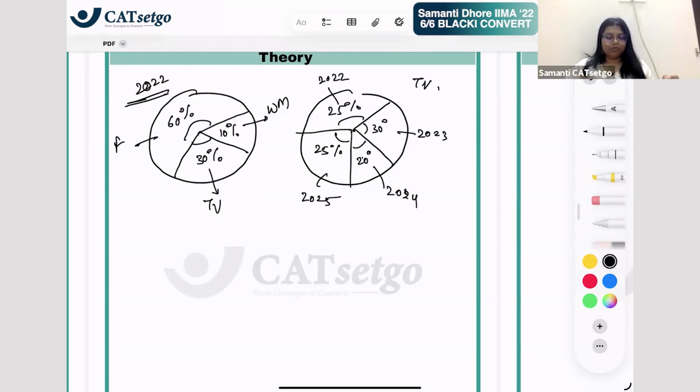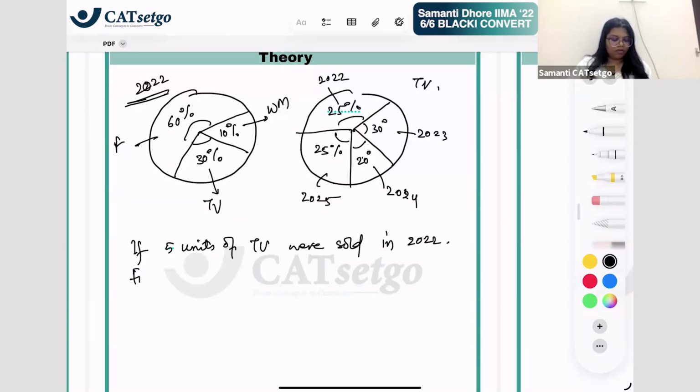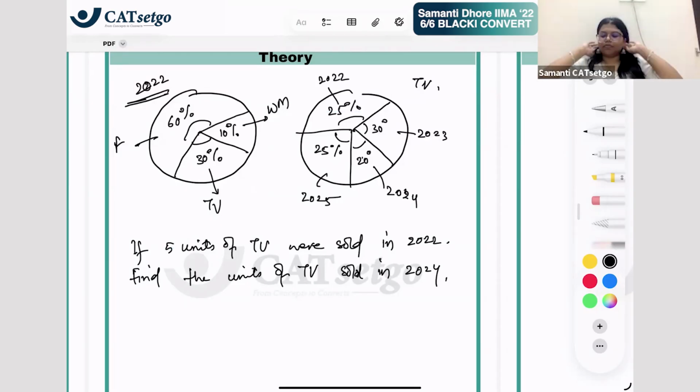ठीक है. So now if I tell you, if 5 units of TV were sold in 2022, find the units of TV sold in 2024. बताओ कैसे करेंगे ये?